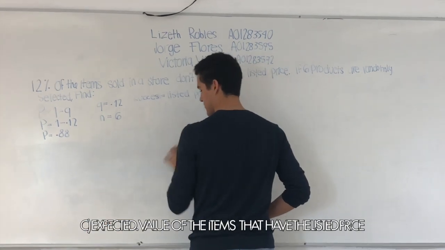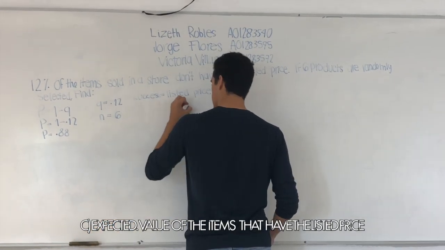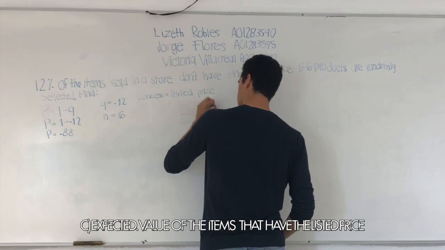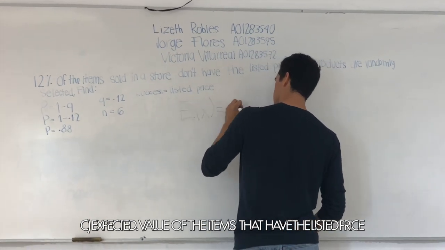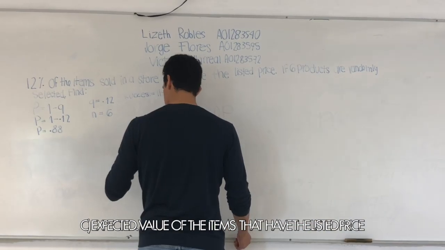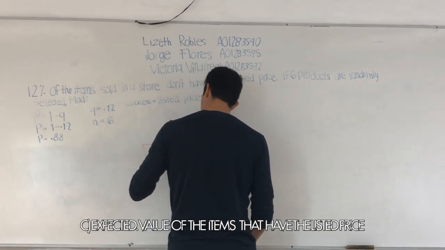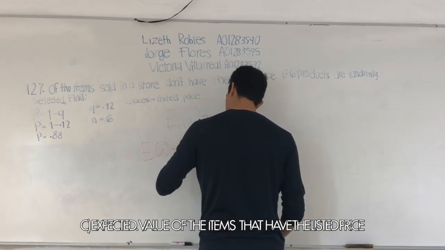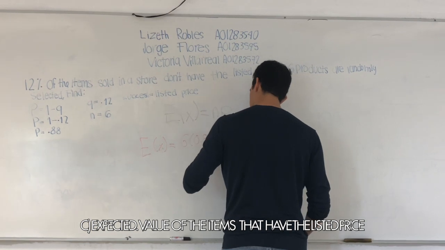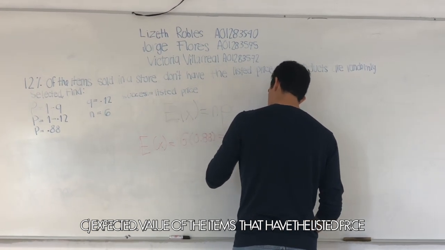The third problem asks to find the expected value of the items that have the listed price. For this problem, we are going to use the formula expected value equals n times p. We substitute and we obtain expected value equals 6 times 0.88, having as a result 5.28.